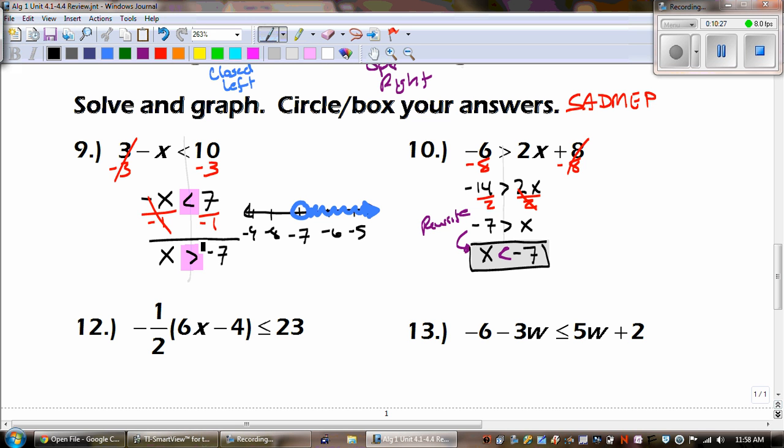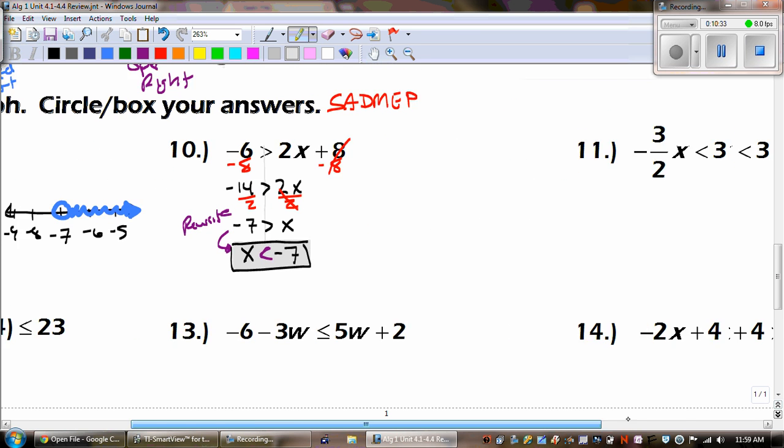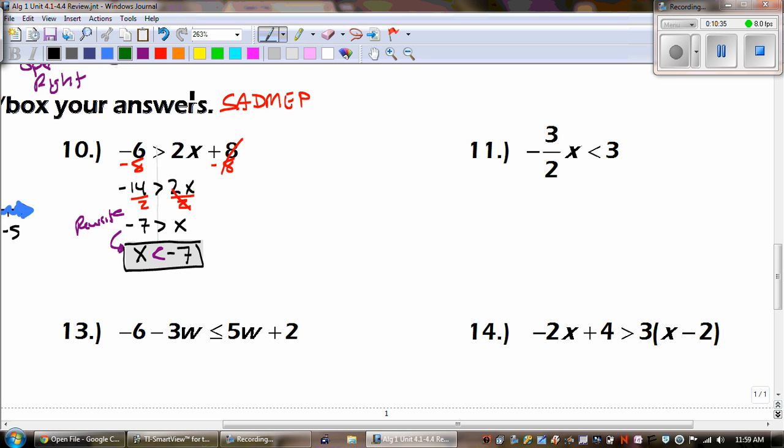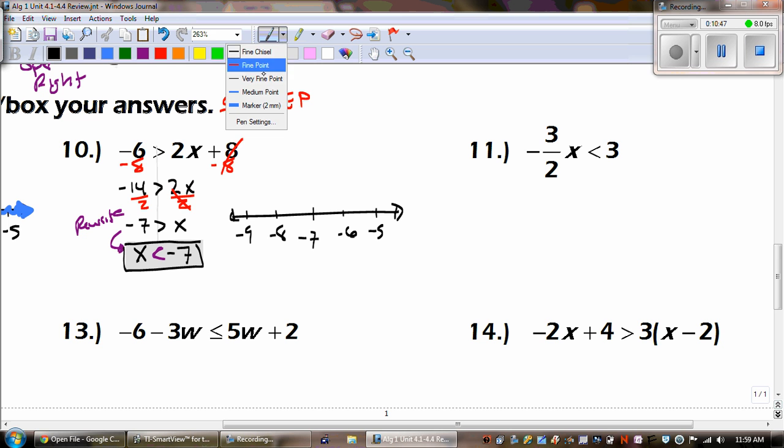Oh, and I forgot to do that with number 9. And the last thing to do is to graph. This time it's less than, and less than means left, and it's going to be open.